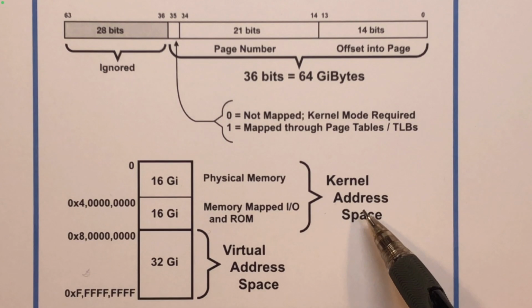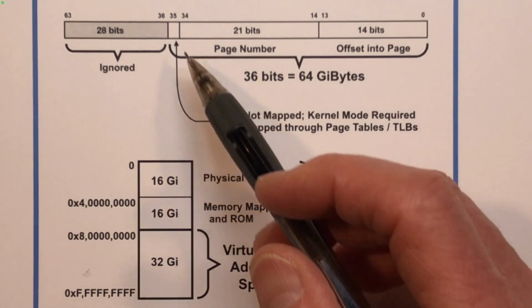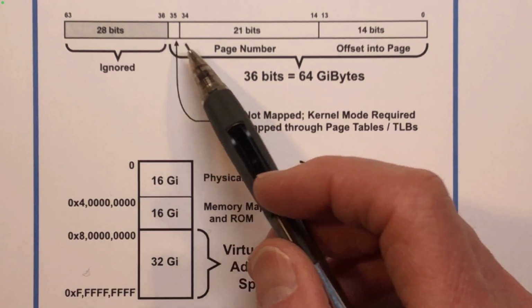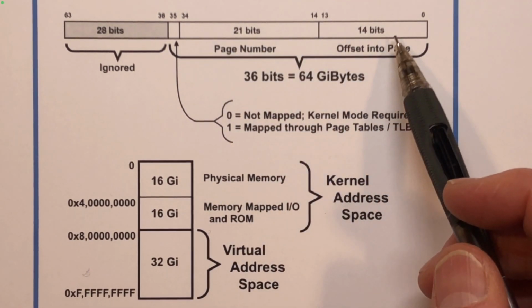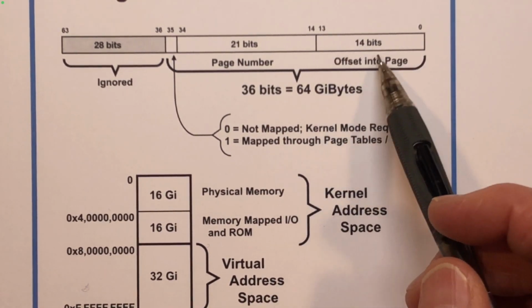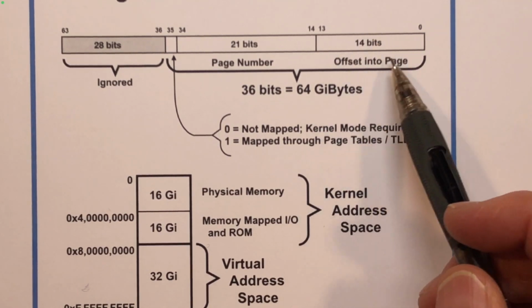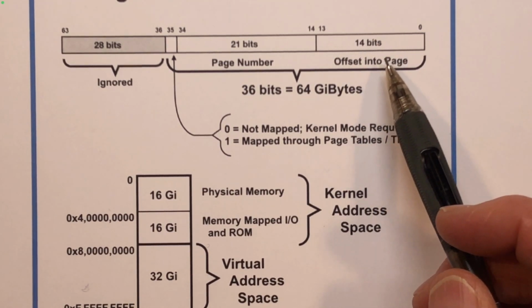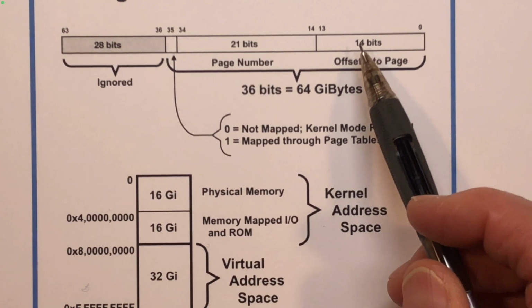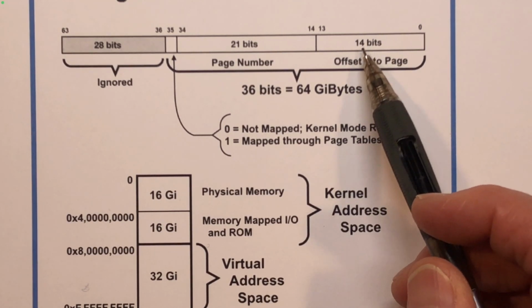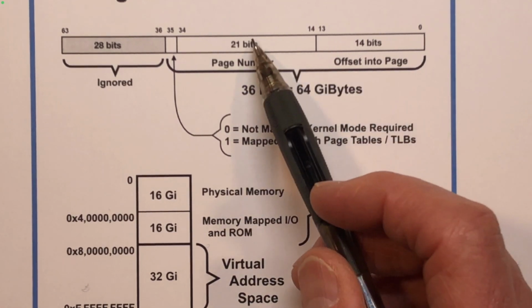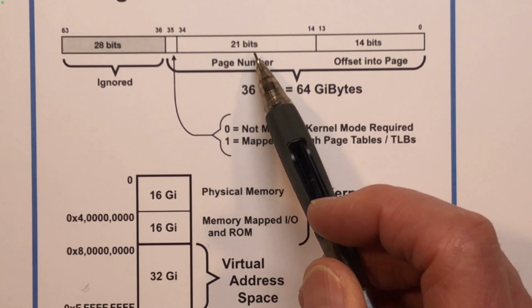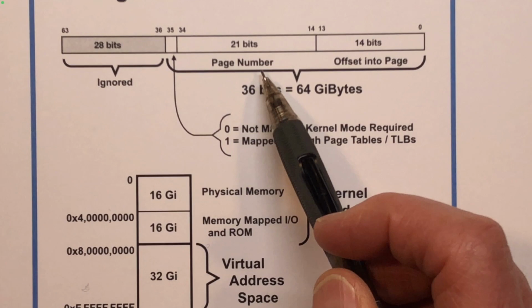If the address has a 1 in this bit, then it's a virtual address, and it can be further divided into two fields. The lower 14 bits is an offset into the page. Our page size is 16 kilobytes, and so 14 bits is exactly the amount we need to address a byte within that page. The remaining 21 bits then is the page number within the virtual address space.